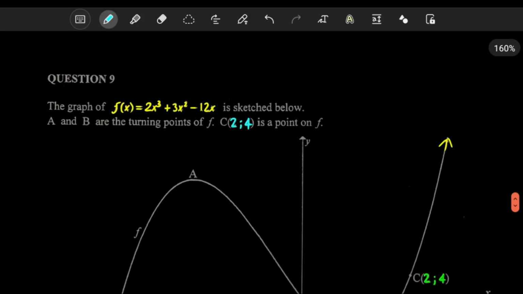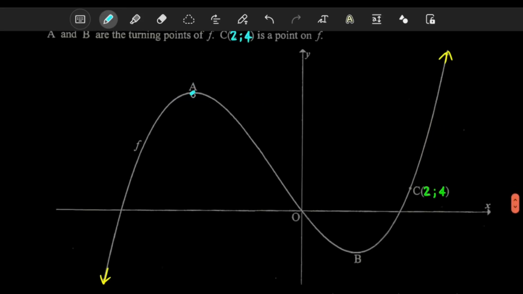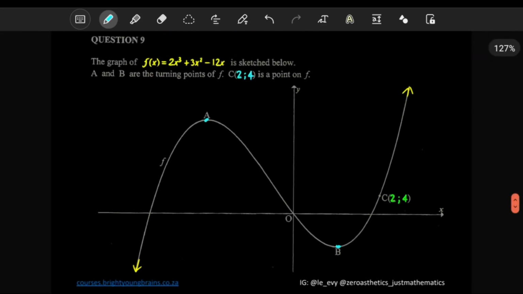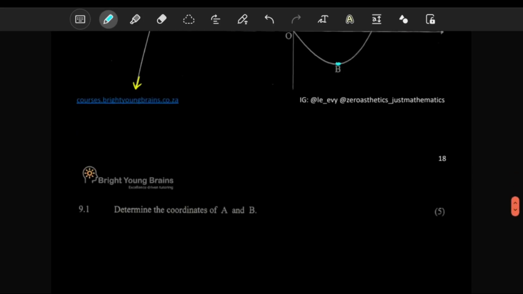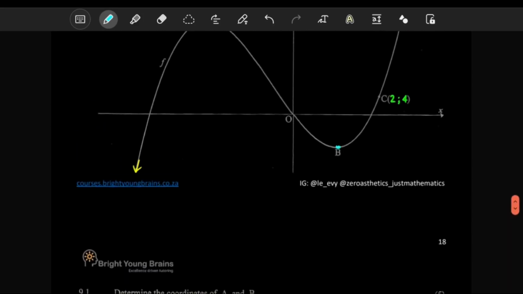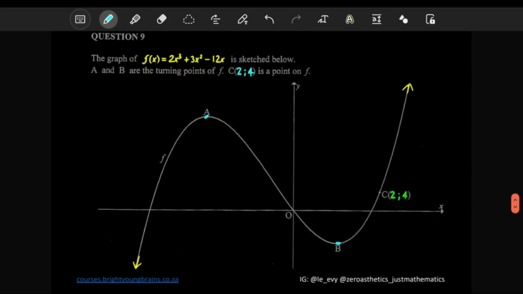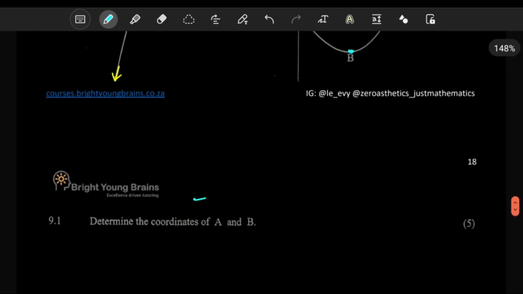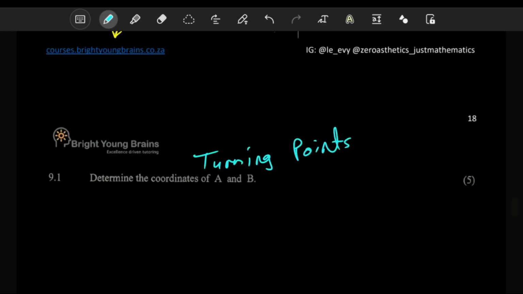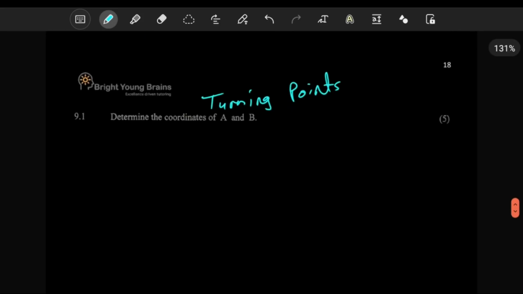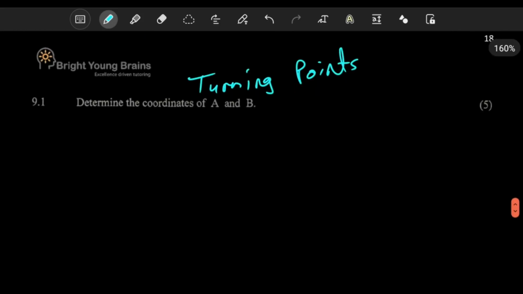So all this given, they've given us the equation of this cubic function. They've given us A and B as the turning points over there. Perfect. C, where is C? There is C over there. And then what do they want? For 5 marks, we should get A and B. A and B are the turning points. So, easy marks. These are just turning points. And we have already done turning points like twice now, maybe even thrice. I think 3 times already.